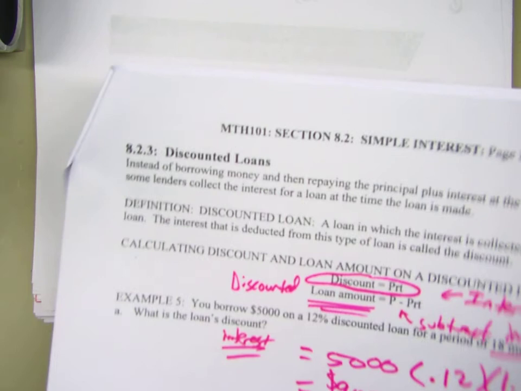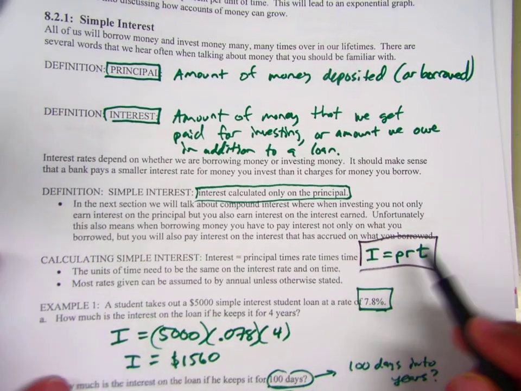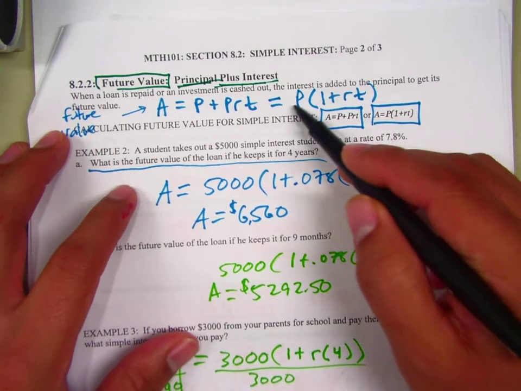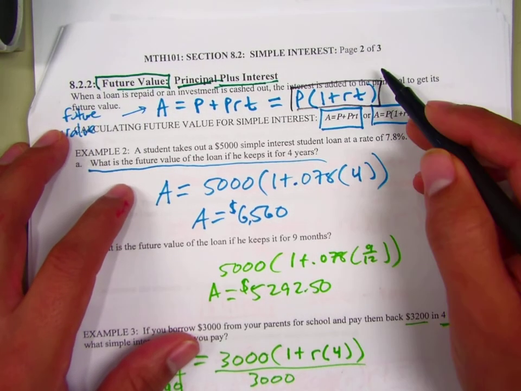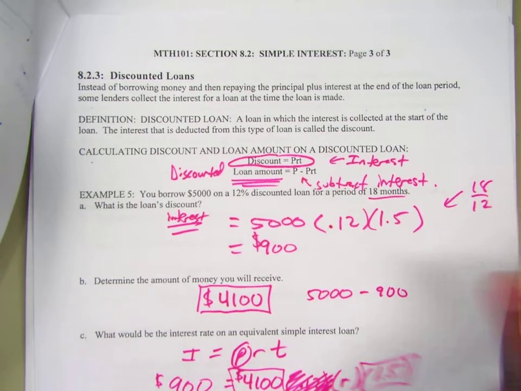I think I still have it written down. So we did I equals PRT, which we'll use here in a minute, and also future value, which was A equals P times 1 plus RT. So we're going to start with this and apply it to a slightly different context, okay?